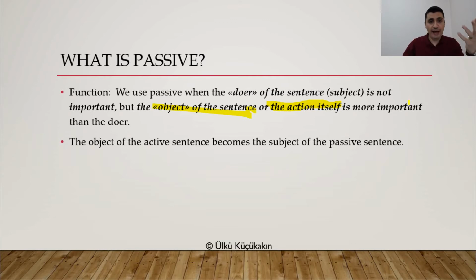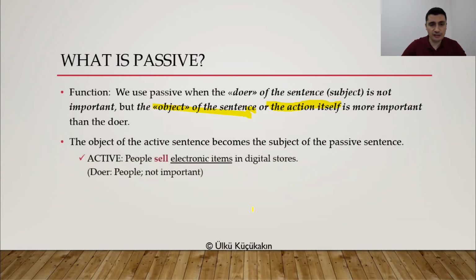The object of the active sentence becomes the subject of the passive sentence. So you have an active sentence. Let's take this one as an example. People sell electronic items in digital stores. Now, if you look at this sentence, of course people sell them. This is not too important, right? Who will sell these items? Of course people will sell them. So the doer is not important for us.